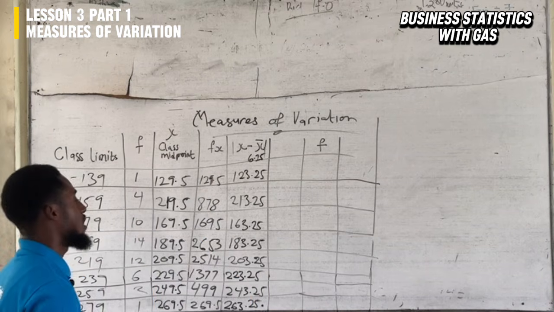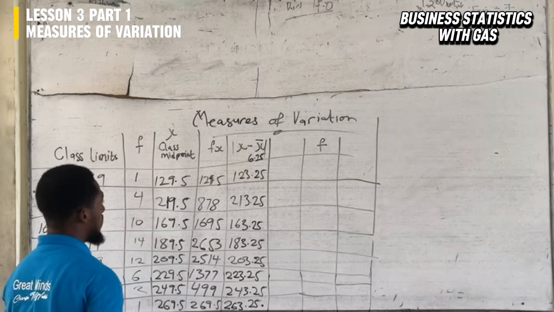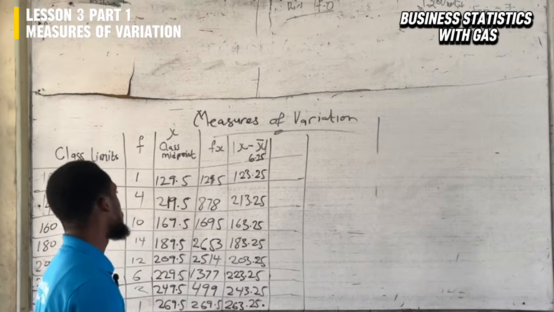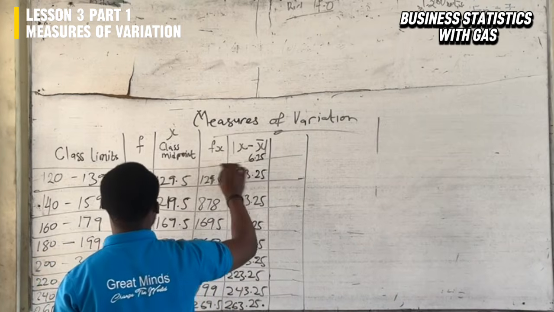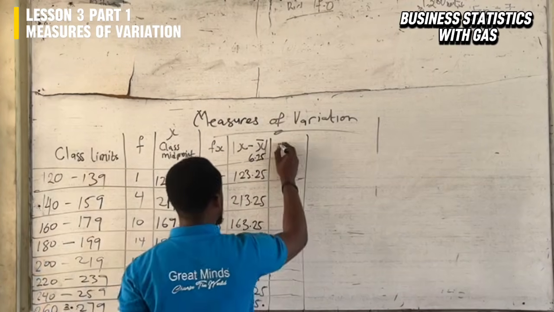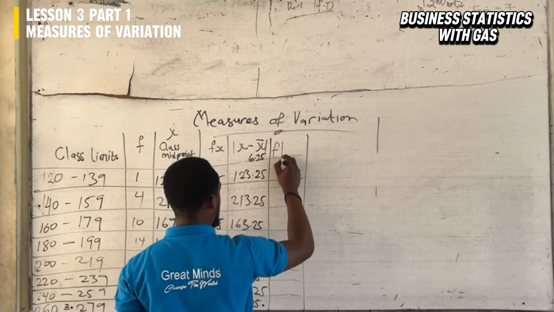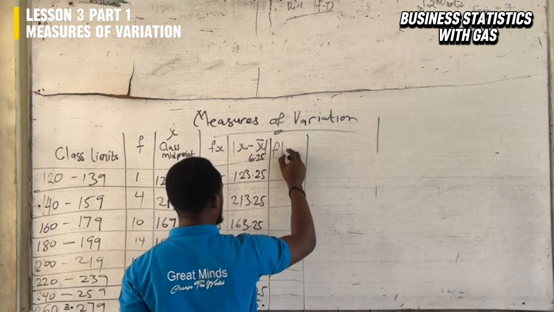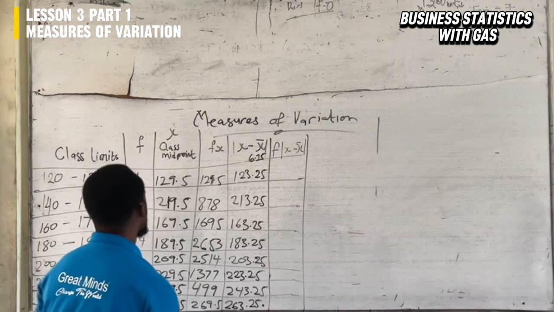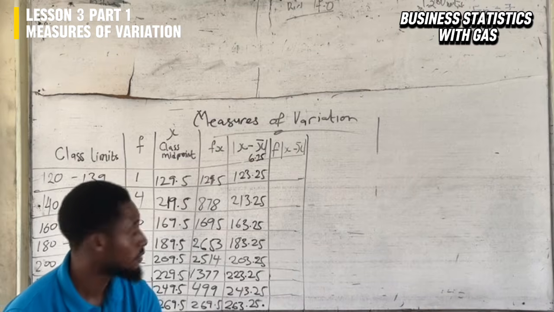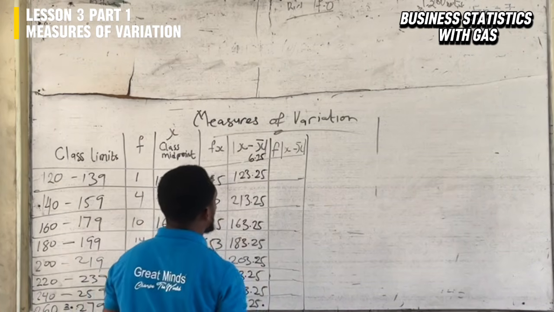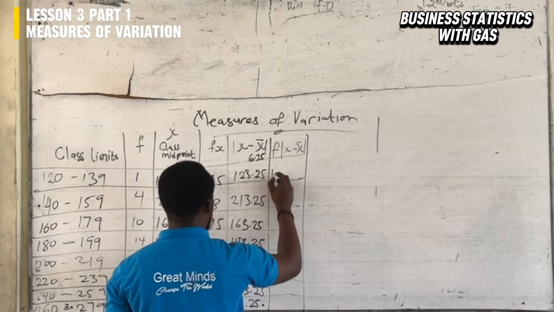So this is our absolute deviation. We have our absolute deviation values here. So now what you are going to do is multiply this absolute deviation by your f in order to get this. So this is what we are talking about. We take our calculator, then we multiply f, which is 1, by 123.25. We are getting the same value.